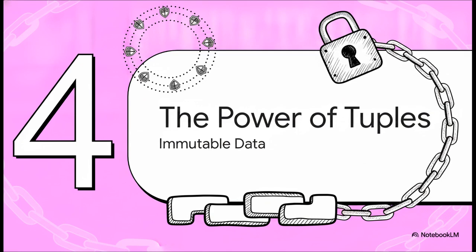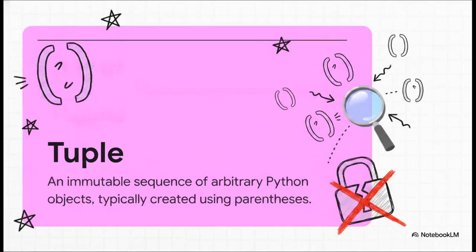Number 4, the power of tuples. But what if you don't want your data to change, ever? Enter the plot twist, the tuple. Anchored right in the Python reference manual, a tuple is defined as an immutable sequence of arbitrary Python objects. Notice the key word there, immutable. Once a tuple is created, its values are completely locked in.